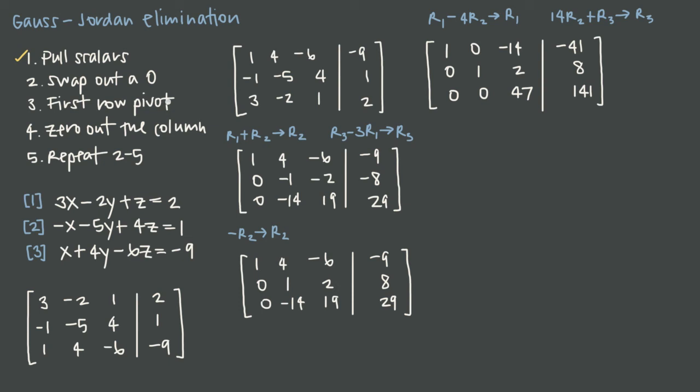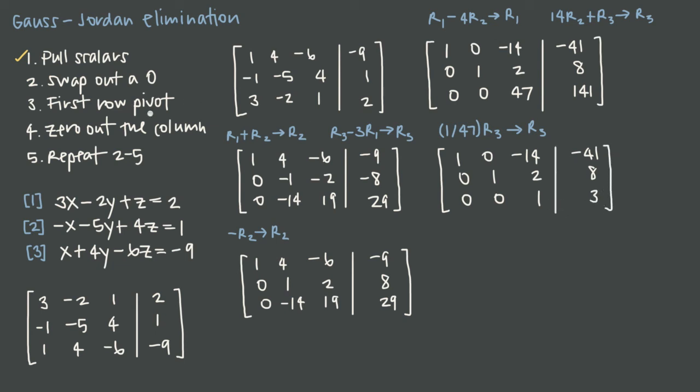Step 3 tells us to find the pivot entry. We would do that in the third row here by dividing through by 47. So we'll say that we're going to multiply row 3 by 1 over 47 and use that value to replace row 3. When we do that, rows 1 and 2 will stay the same. So 1, 0, negative 14, negative 41, 0, 1, 2, and 8. And then dividing through the third row by 47 gives 0, 0, 1. And then 141 divided by 47 is 3.